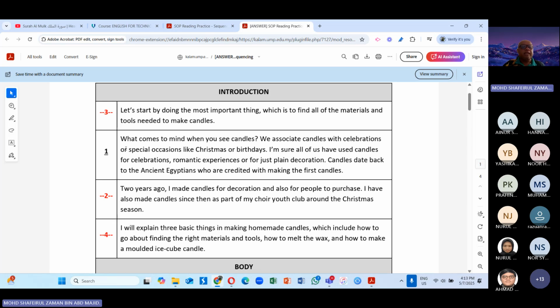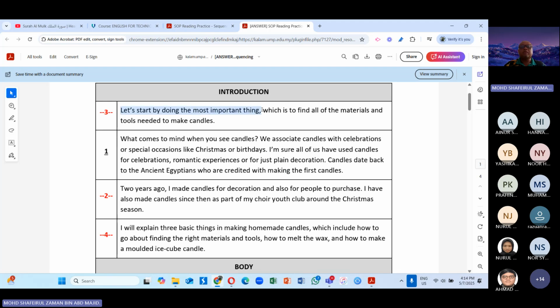So we begin with the history of the candle. It is said that it dated back to the ancient Egyptians. So that is the history of it. And then they were the first who are told to make the candle. So we were informed that they were the first people who created candles. And then remember the funnel concept, the big idea, then you narrow it down. So let's have a look at the one over here.